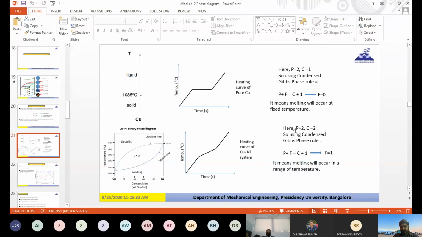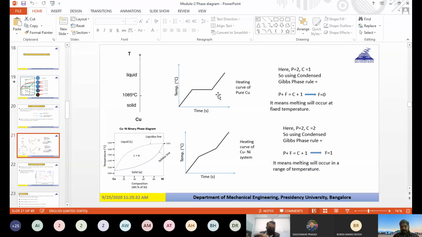When you put the values into the condensed Gibbs phase rule, P is equal to 2 because there are 2 phases, and C is equal to 2 because it is the copper and nickel binary system. So you get 1 as the degree of freedom. You can vary either the temperature or the composition. I am speaking a little fast because I am just revising.